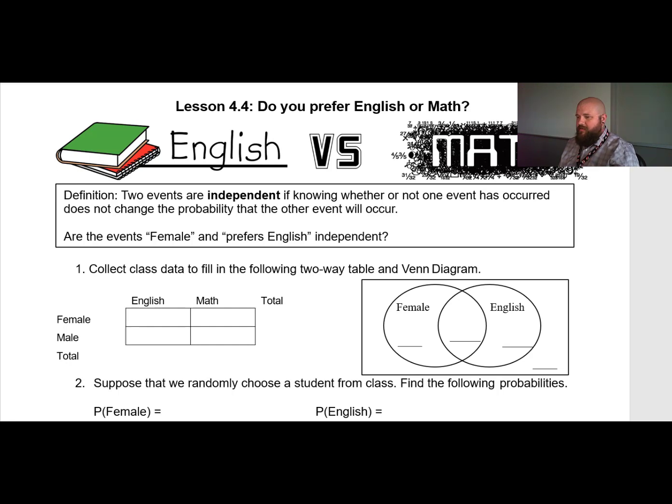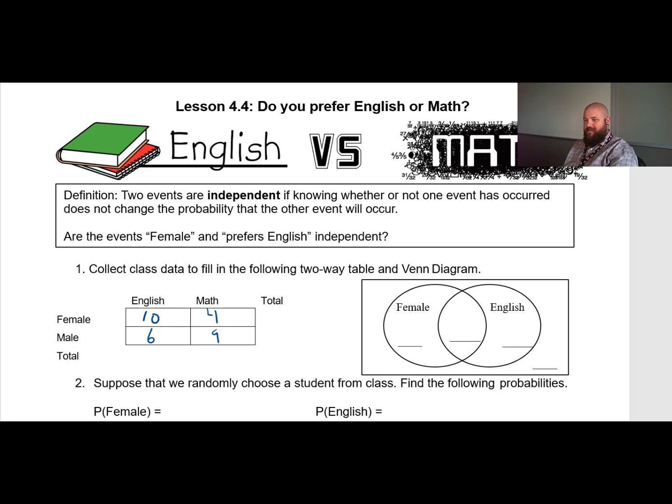So in this setup, for females who preferred English, I had 10. For males who preferred English, I had 6. For the females that liked math, I had 4. And for the males that liked math, I had 9. So again, we have this two-way table.